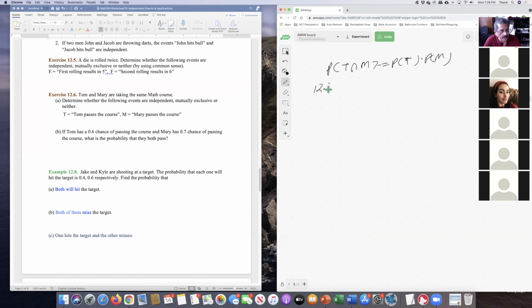Example 12.8 says, Jake and Kyle are shooting at a target, where the probability that each one will hit the target is 0.4 and 0.6. Find the following probabilities. Part A, the probability both will hit the target. What is it, anybody? 0.4 times 0.6. Part B is both will miss the target.